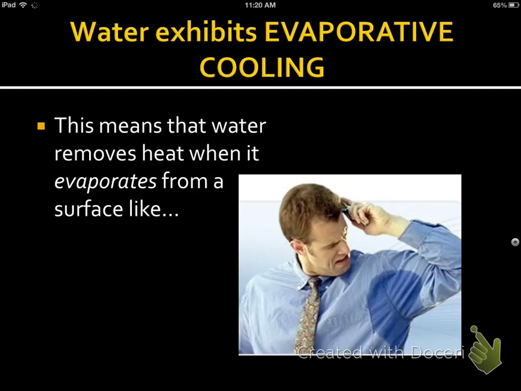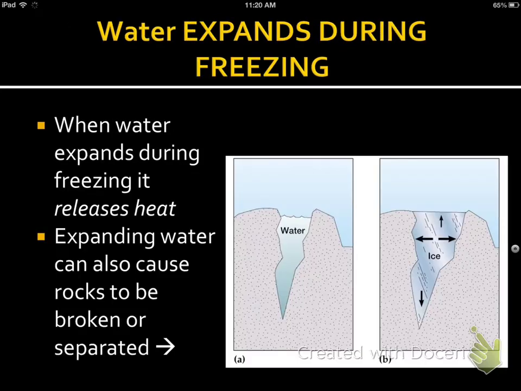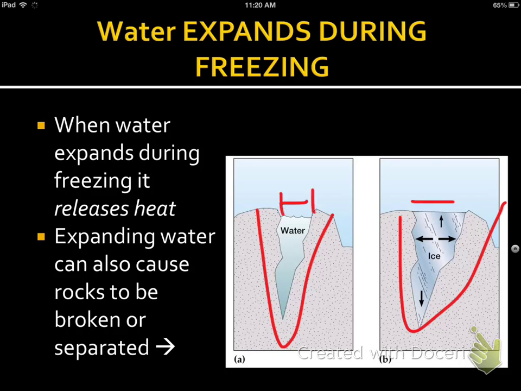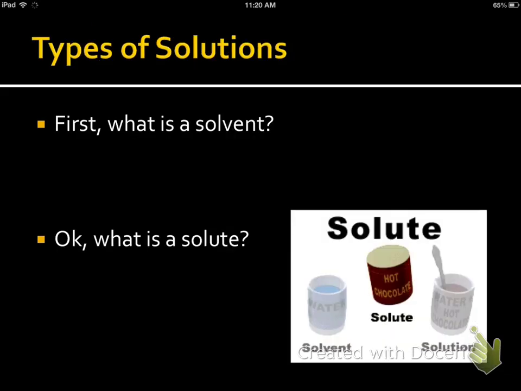It also exhibits evaporative cooling, which means that water removes heat when it evaporates from a surface, like from your body. So when you get hot, you sweat, such as this poor guy down here. When you sweat, that is water coming out of your body, but it's removing heat as well. And water also expands during freezing. So it releases heat when it expands, but it also causes things to be separated. If you look here, the space that it was separated is much bigger because water expands when it freezes.